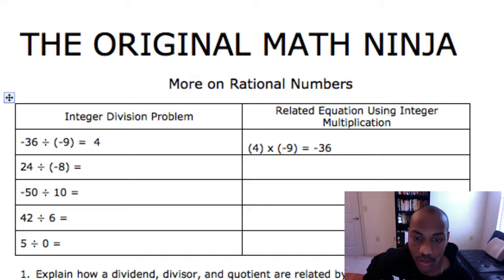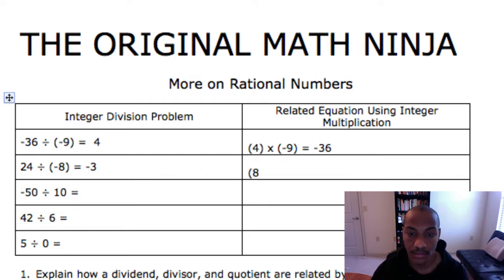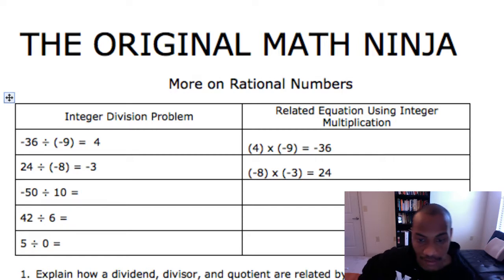Now let's do another one. We have 24 divided by negative 8. I should be thinking, how many times does negative 8 go into 24? A positive divided by a negative is going to give us a negative, and 8 goes into 24 three times. So we get negative 3 for our answer. So we know that negative 8 multiplied by negative 3 is going to give us the 24 that we started with as our dividend.